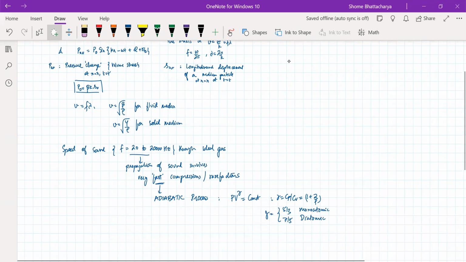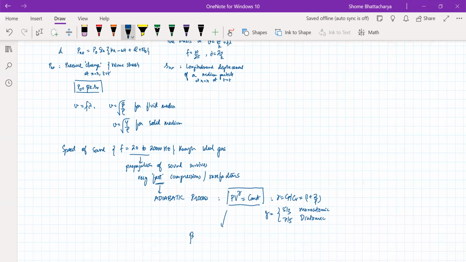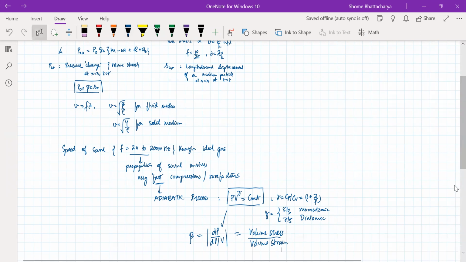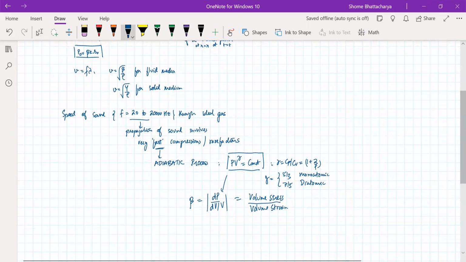Okay, now coming back to this, the adiabatic process is given by this relation. In this process, when we define the Bulk modulus, it is nothing but mod of dp divided by dv by v, because it is nothing but volume stress, that is the change in pressure, which is dp, divided by volume strain, which is the fractional change in volume. So for an adiabatic process, when we apply this formula, we get something called the adiabatic bulk modulus. In general, this is the Bulk modulus definition.